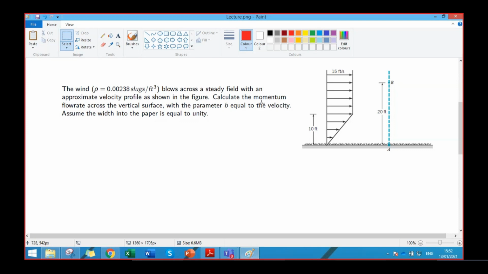You are required to calculate the momentum flow rate across the vertical surface with the parameter small b equal to the velocity. We already discussed that if we replace b by velocity, that equation would be giving us the change in momentum, right? Because capital B is m times small b, and if small b is velocity, then capital B is momentum. So the question is asking you to calculate the momentum flow rate, that is rate of momentum with respect to time, dp by dt.